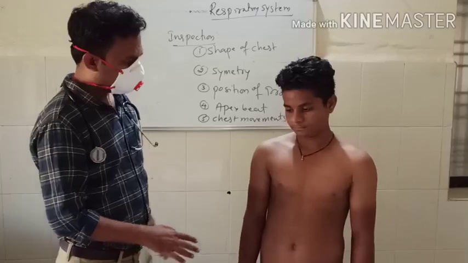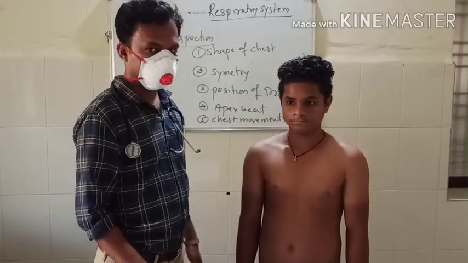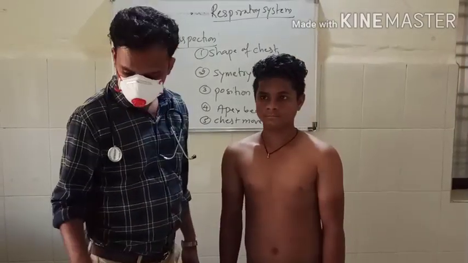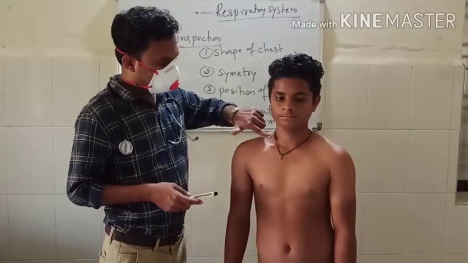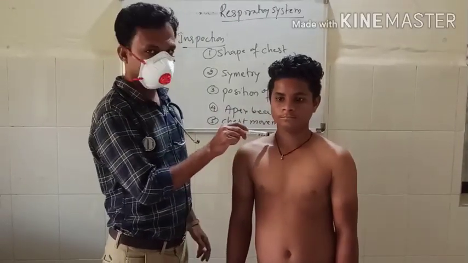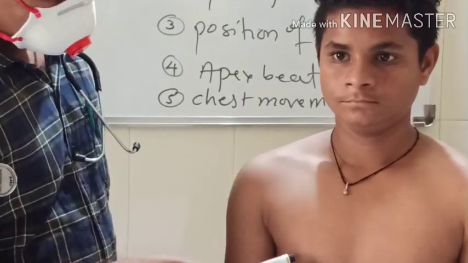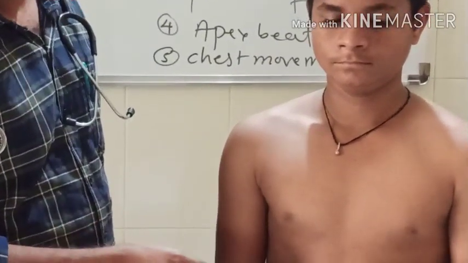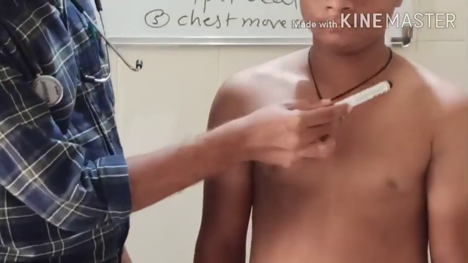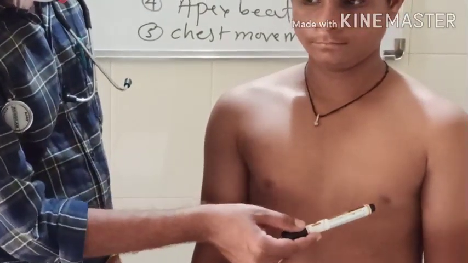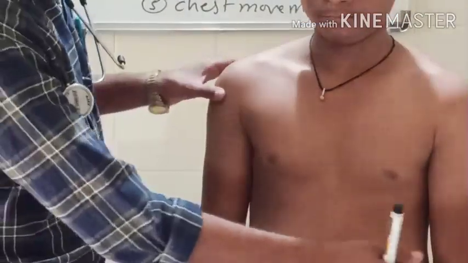Then look for chest movements. The chest movements are looked at in a total of 9 areas. The area above the clavicle is called supraclavicular. Below it is infraclavicular. Then mammary area and inframammary area. Same thing: supraclavicular, infraclavicular, mammary area and inframammary area.